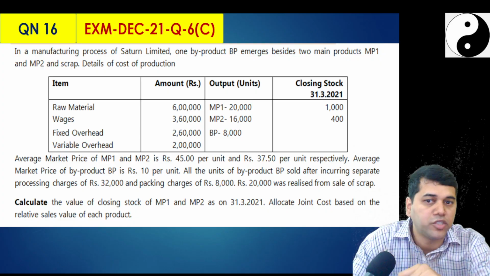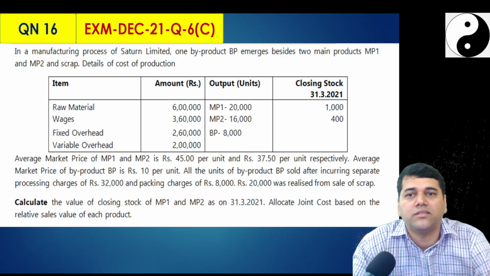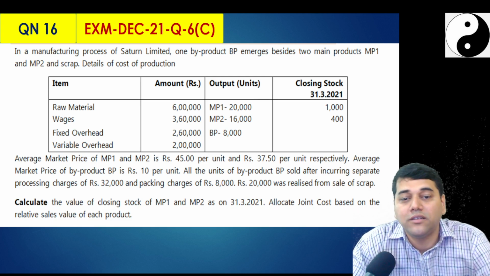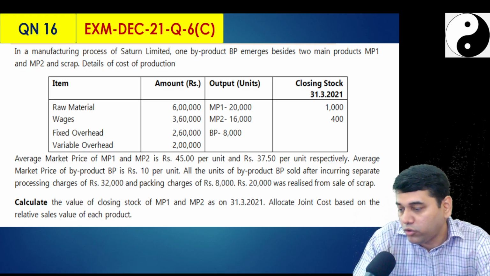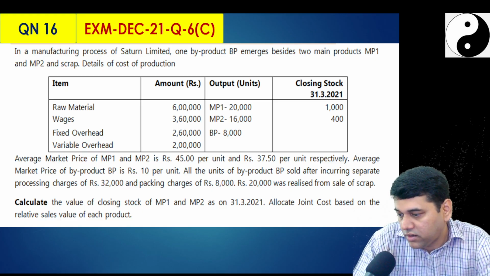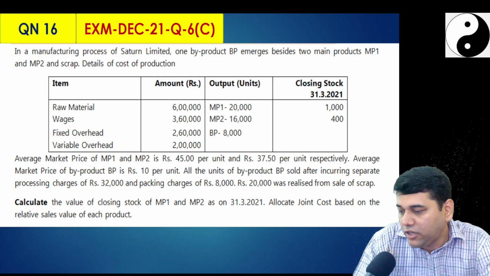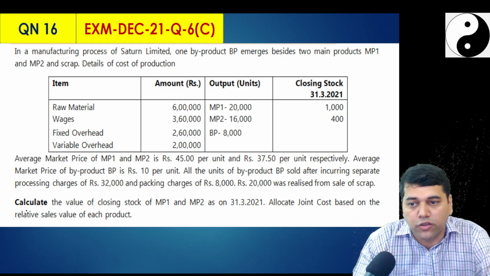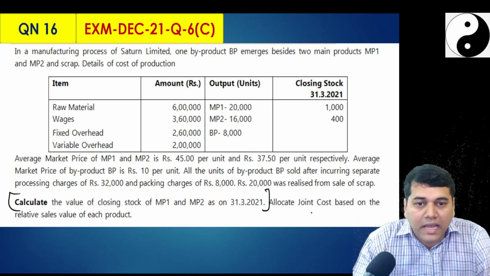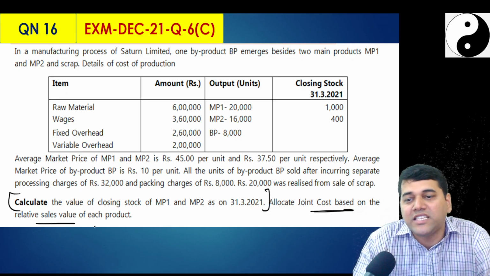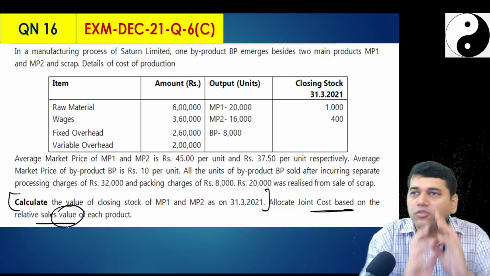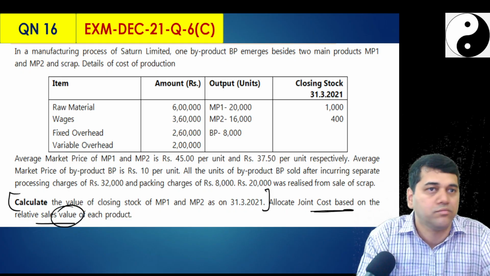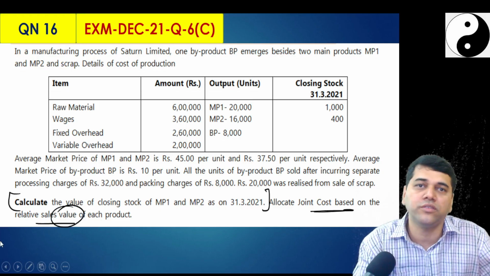And see, in this examination question, they removed it. How many marks? This question is 5 marks. Calculate, no theory. Allocate joint cost. See, look, what is this question? This question is calculate the value of the closing stock, which is the same as here if you see this particular part of the question. Allocate the joint cost based on the relative sales value of each product. There's only one question, but they said very clearly how I should do the allocation. Yes, so students, please pause the video and do this.